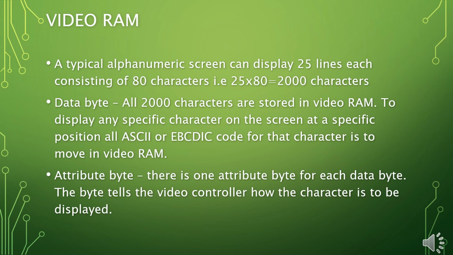What is attribute byte? There is one attribute byte for each data byte. This byte tells the video controller how the character is to be displayed. It signifies whether the corresponding data character which is stored next to it in the video RAM is to be displayed bold, italic, underline, blinking, or in reverse video, etc.